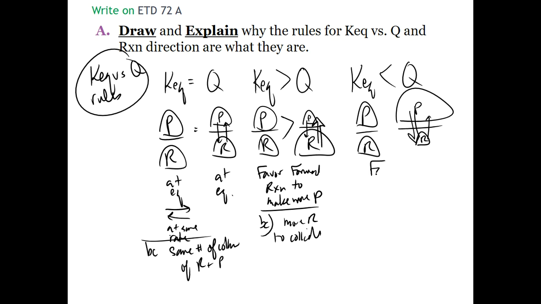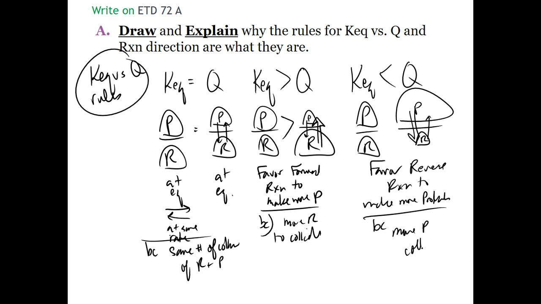So this would be a reaction that would favor, if it's a Q that's greater than the KQ, it's going to favor making reactants. That's the reverse reaction. And that reverse reaction is going to make more of those products. Right? Why is this? Most important question, because there's more products colliding to become reactants, right? Hey, this is like all about collisions.